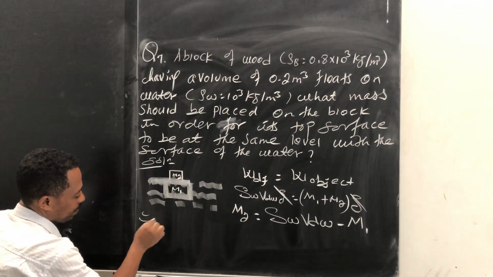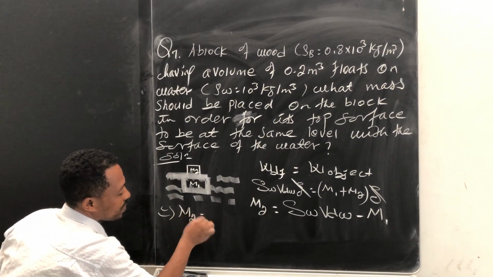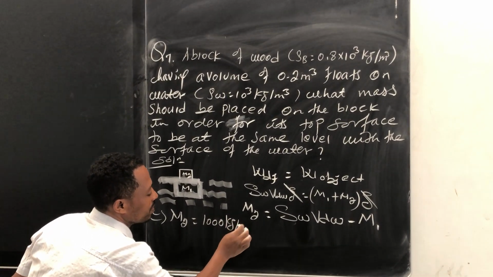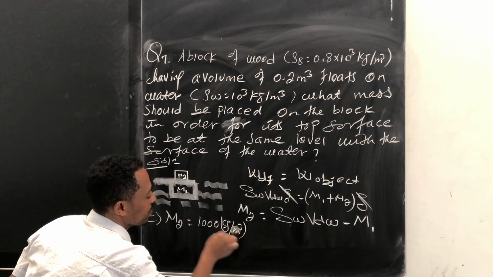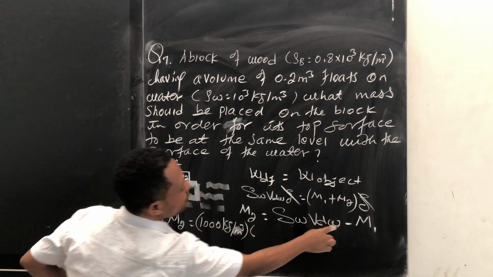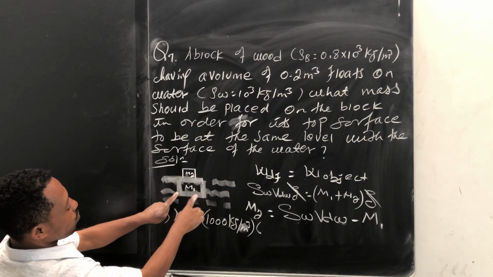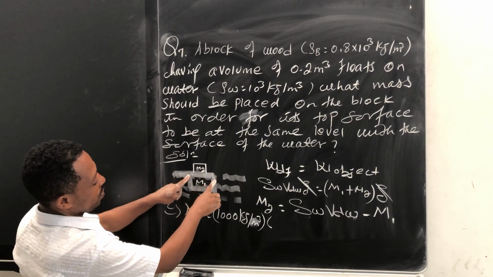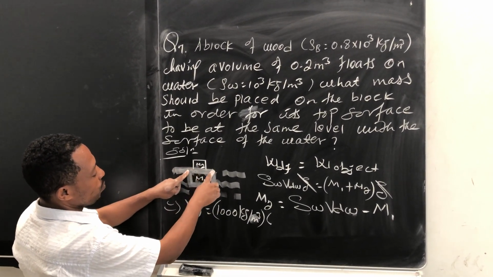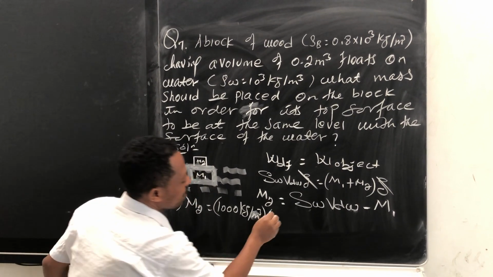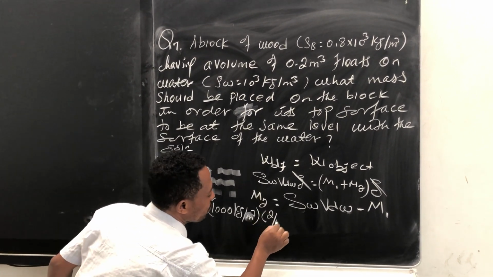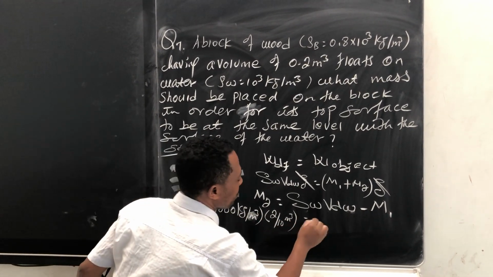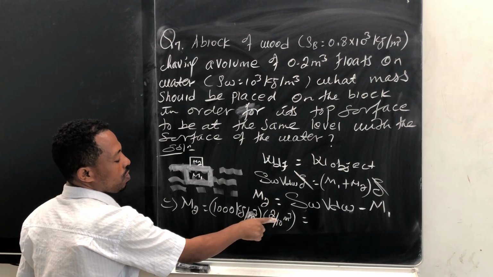Great. Now mass 2 becomes: the density of water is 1000 kilogram per cubic meter, and the volume of the displaced water and the volume of mass 1 are almost the same. Why? Because this block is completely submerged within the water. The volume of the displaced fluid and the volume of the block are the same, of course the volume of the first block.